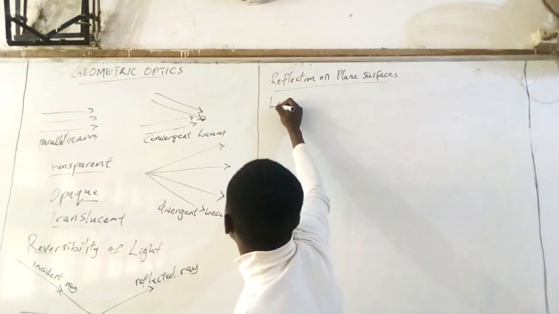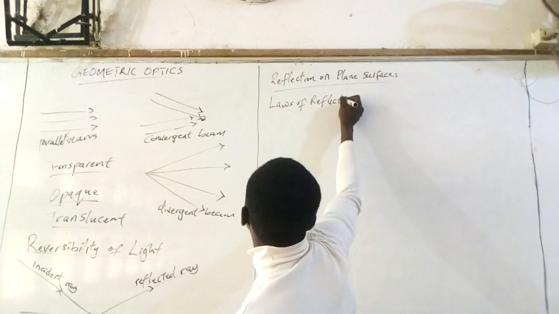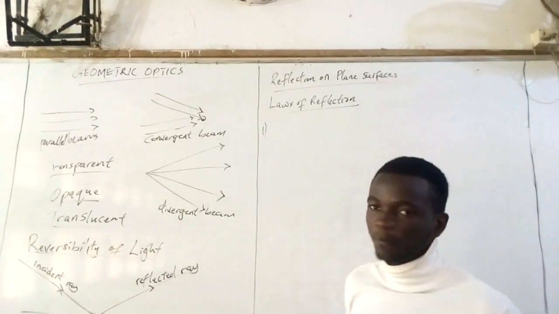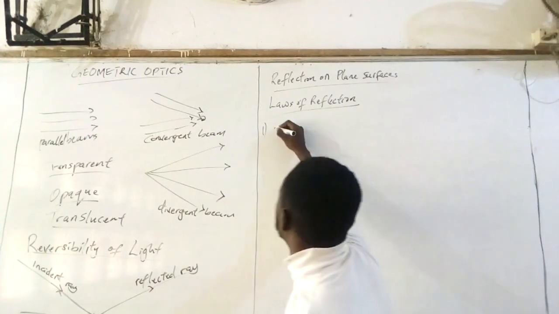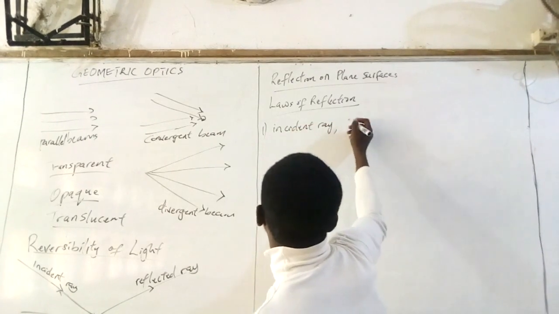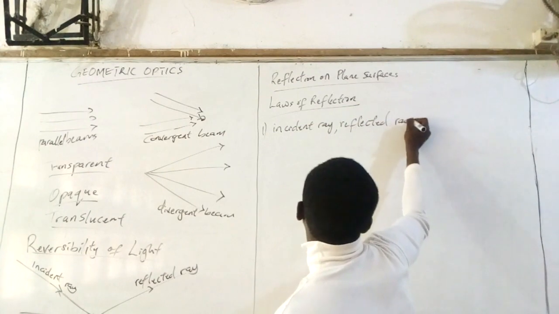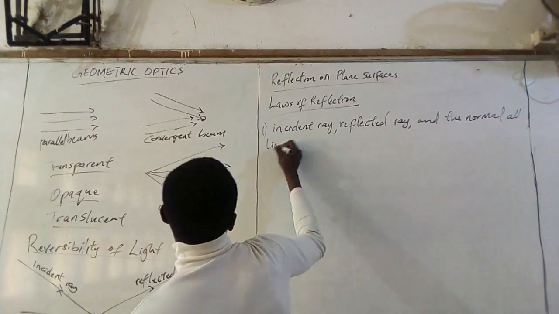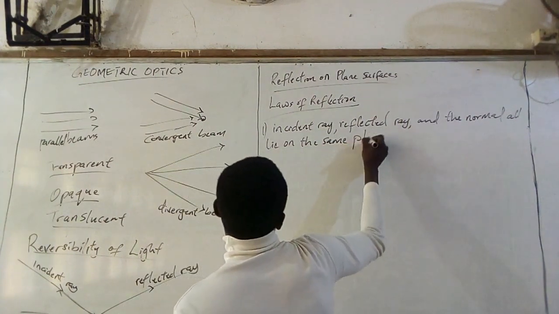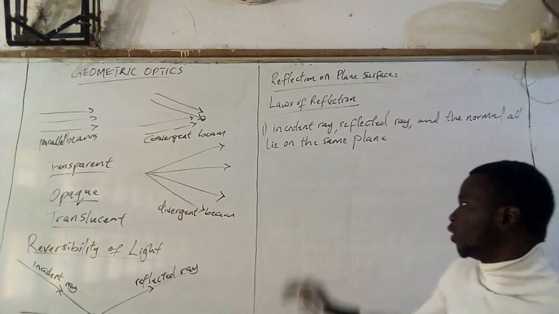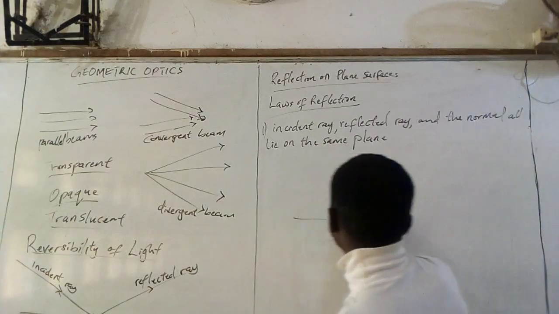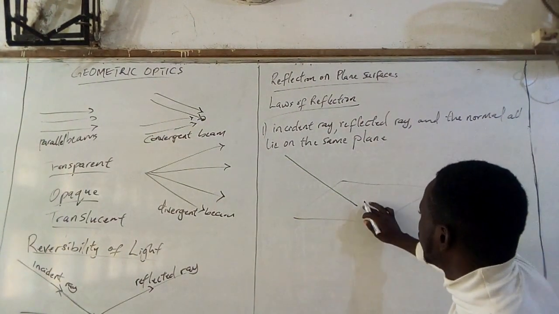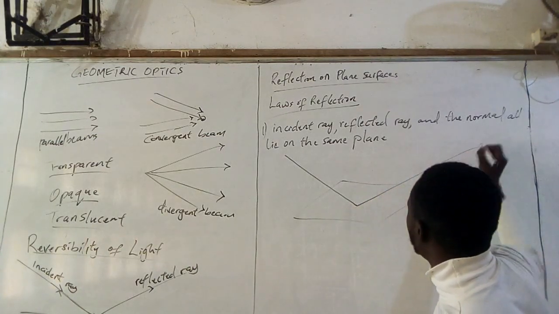Under this, we are going to be talking about the laws of reflection. In the law of reflection, we have two laws. The first law states that the incident ray, the reflected ray and the normal all lie on the same plane. So what this law is saying is that if you have a surface, and a ray of light is incident on this surface, just like what we have here, it's going to be reflected in this direction.